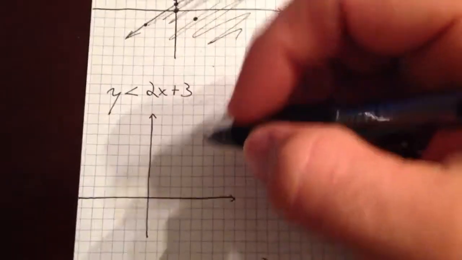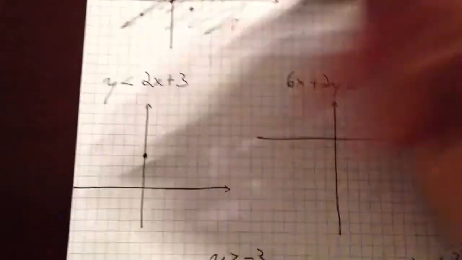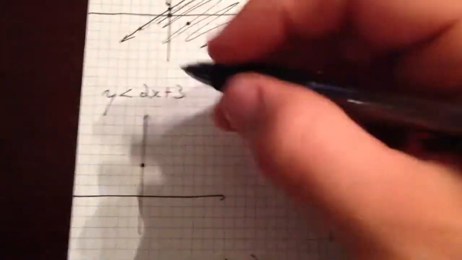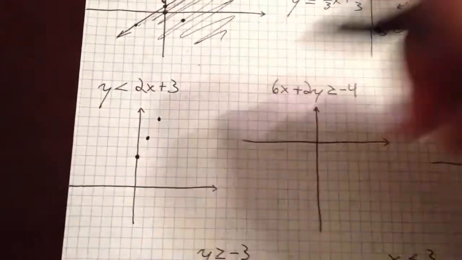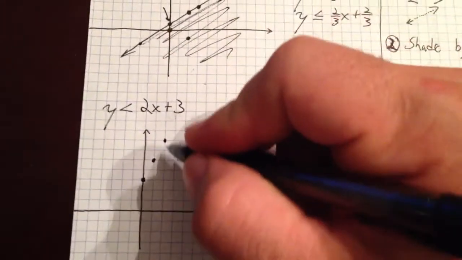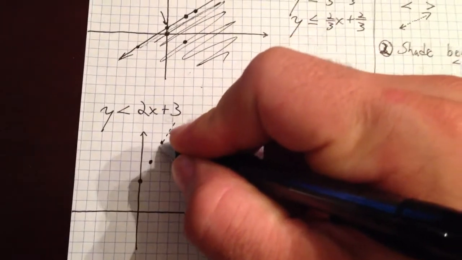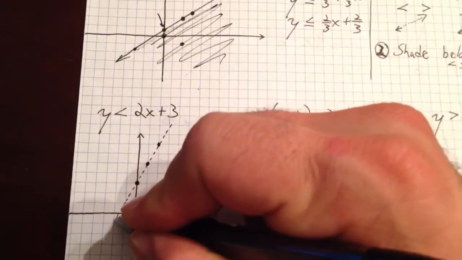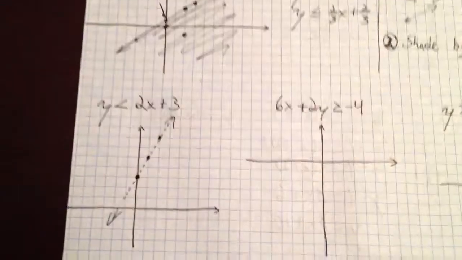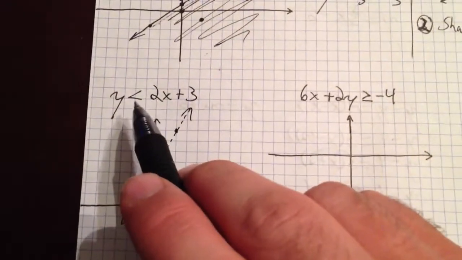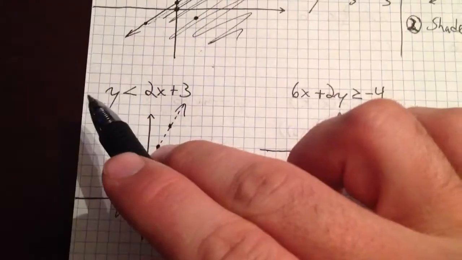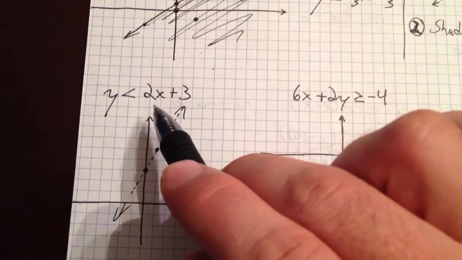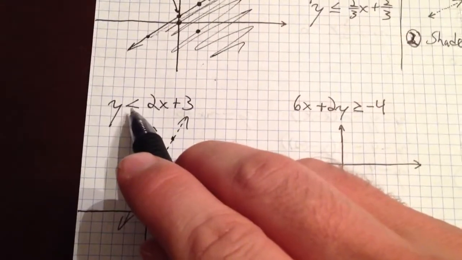So on the first one, y is less than 2x plus 3. I'm going to begin at 3. My slope is 2, so I'm going to go up 2 over 1, up 2 over 1. Notice it is a less than sign, so that tells me I'm going to have a dotted or a dashed line across my paper, because equal to means solid line, and the points on this line will not work. Then I shade less than.